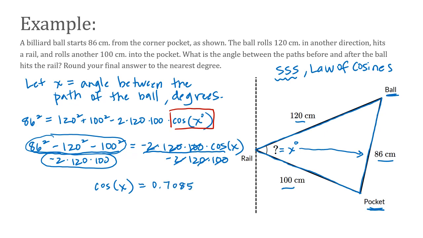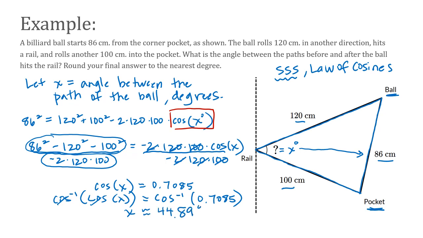0.7085. Now that's not the answer for the angle, that's the cosine of the angle. So now I need to take the inverse of each side, and I'm writing it out. So cosine inverse of 0.7085. Don't get lazy in how you write this. You want to make sure that your notation is good. And the inverse undoes the cosine, and I'm left with x being approximately 44.89, and that's in degrees.